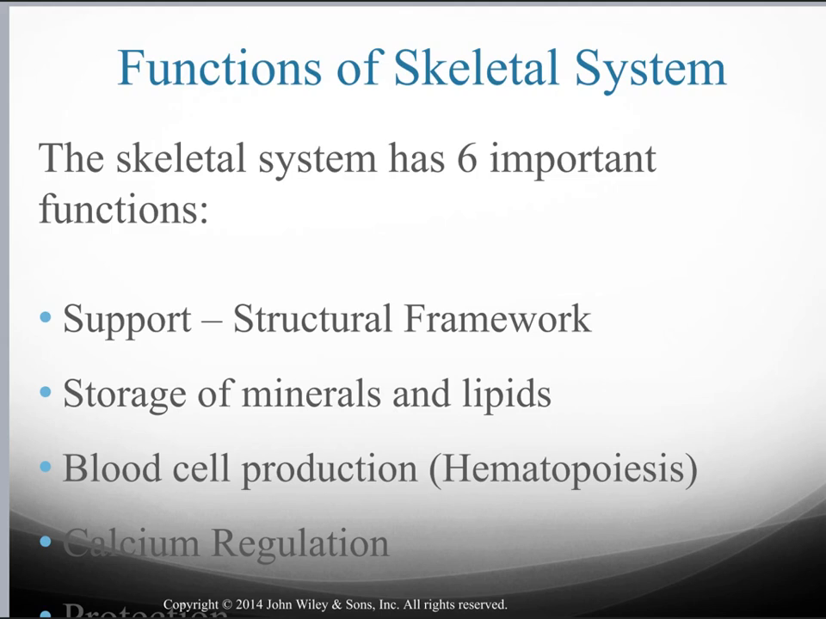So our red bone marrow is where we're going to find our pluripotent stem cells that are going to differentiate and give rise to all our various blood cells. Next is calcium regulation. So 99% of the calcium that we get in our body is stored inside our bones. The 5th function is going to be protection.